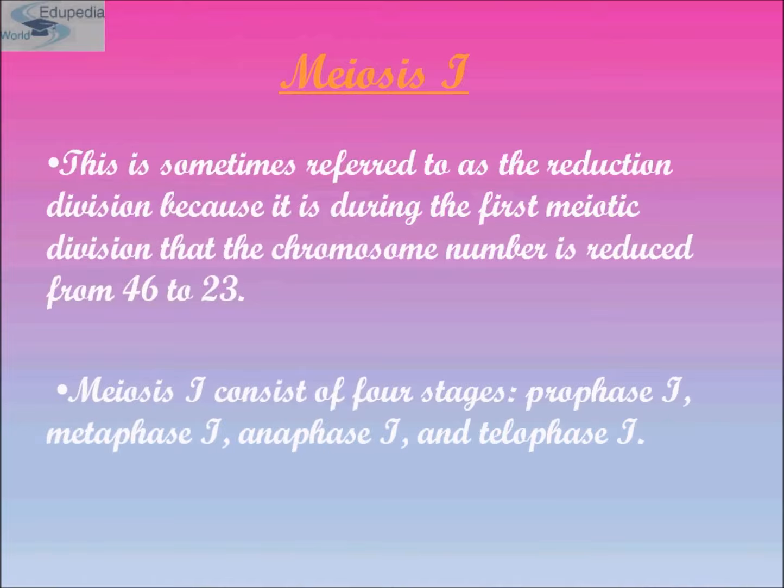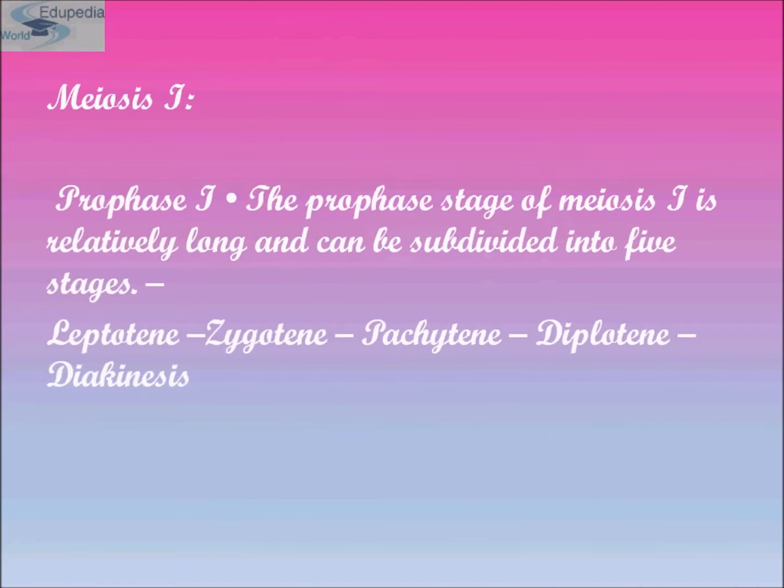Now we will be studying meiosis 1 before meiosis 2. This is sometimes referred to as reduction division, because it is during the first meiotic division that the chromosome number is reduced from 46 to 23. I repeat, the chromosome number is reduced from 46 to 23. Meiosis 1 consists of 4 stages: Prophase 1, Metaphase 1, Anaphase 1 and Telophase 1.